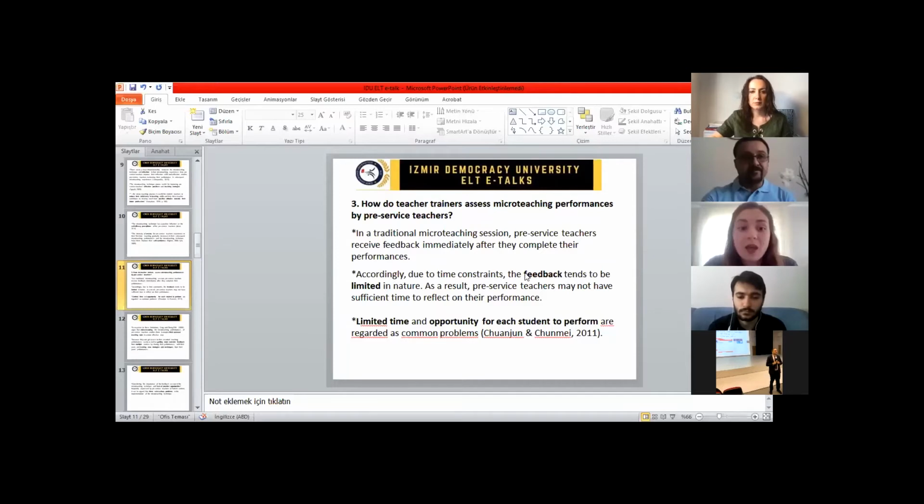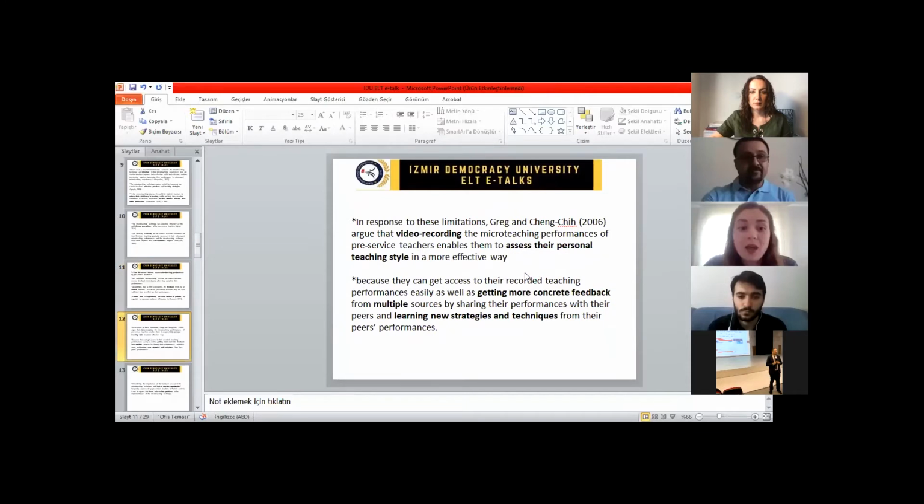In response to these limitations, video recording their performances is a good idea, and may provide some solution for such problems, because in this way, after they finish their micro-teachings, they can watch their video recordings, and maybe they can share their video recordings with their classmates, maybe on the internet, on YouTube, and so on, so that they can get feedback from many different channels. It's a great opportunity for them.